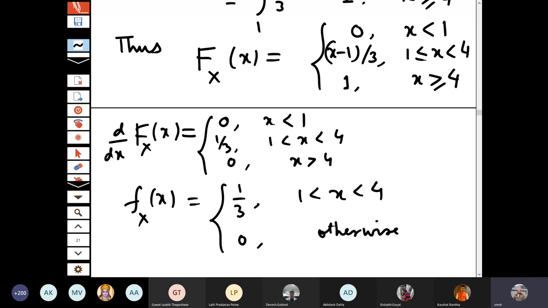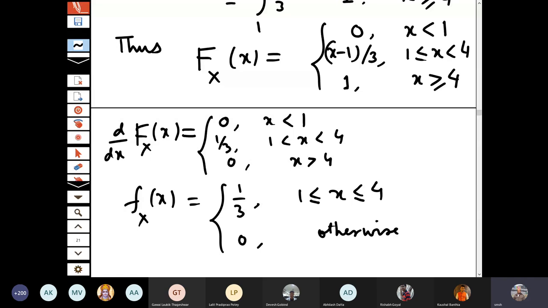Now the question about this almost all comes here. Whether I should use x equal to 1 in the first part or in the second part, or whether I should use x equal to 4 in the first part or in the second part, it does not make any difference. Like if I put 1 less than or equal to x less than or equal to 4, then also it will have the same description.